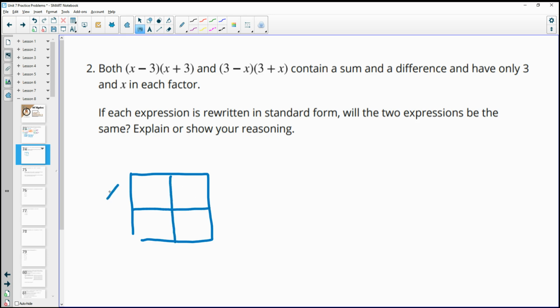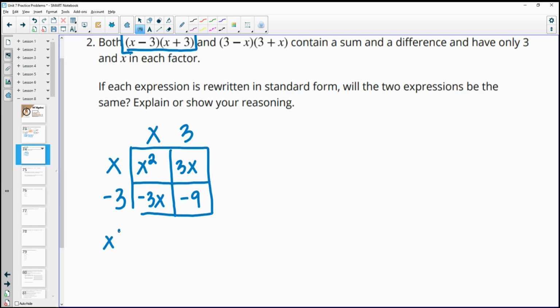For this one, we'll have x minus 3 on one side and x plus 3 on the other. So I'm going to multiply this out. This first box would be x times x. Then we'd have 3 times x. In this bottom box, we would be multiplying the x and the negative 3, so negative 3x. And then the final box would be the negative 3 times the 3, which is negative 9.